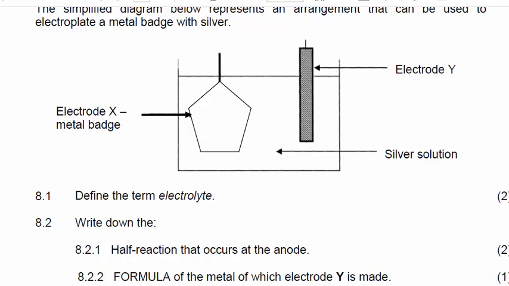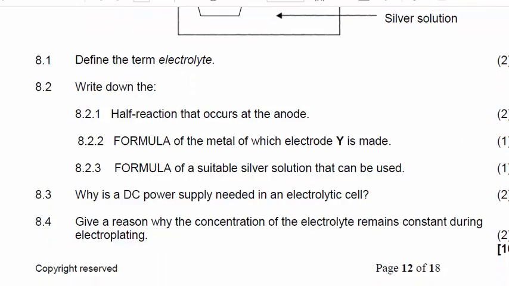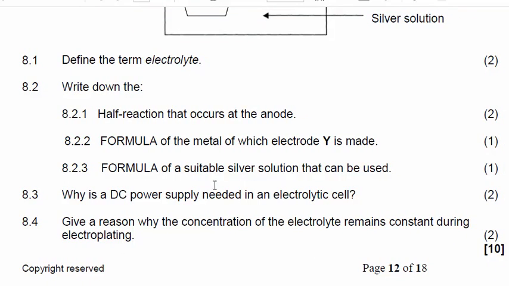We're going to use alternating current? With alternating current, as it says, it alternates the current. It will literally swap what's happening the whole time. We can't use alternating current because it will keep changing the half reactions that occur. So you could say we need the half reactions to occur constantly at the electrodes. Give a reason why the concentration of electrolyte remains constant during the electroplating.